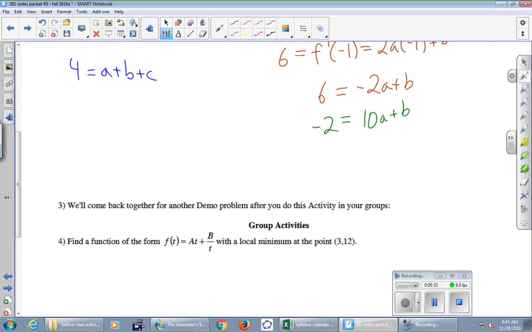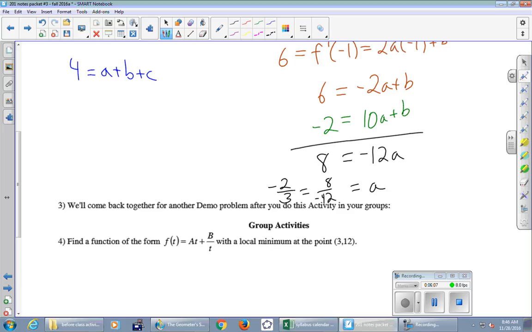I see that if I subtract these 2 equations here, the b's cancel, so I'm going to do that. Top equation minus bottom equation, 6 minus negative 2 is 8. Negative 2 minus 10a is negative 12a, and the b's disappear. So that's one way to get us down to one variable. So a is equal to 8 over negative 12, which is negative 2/3. So that's my a.